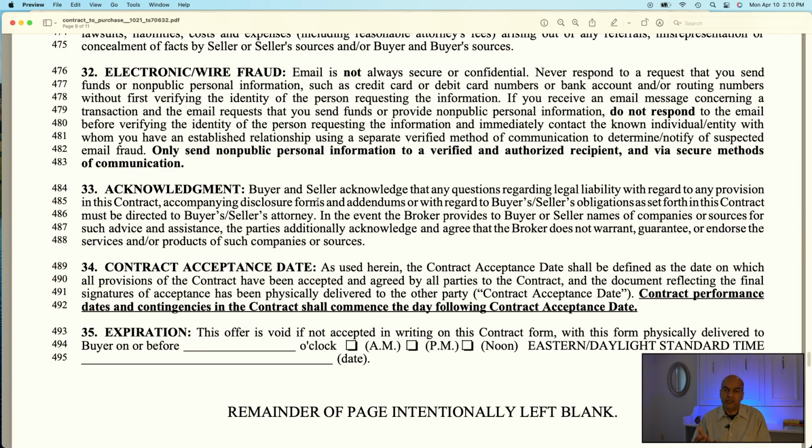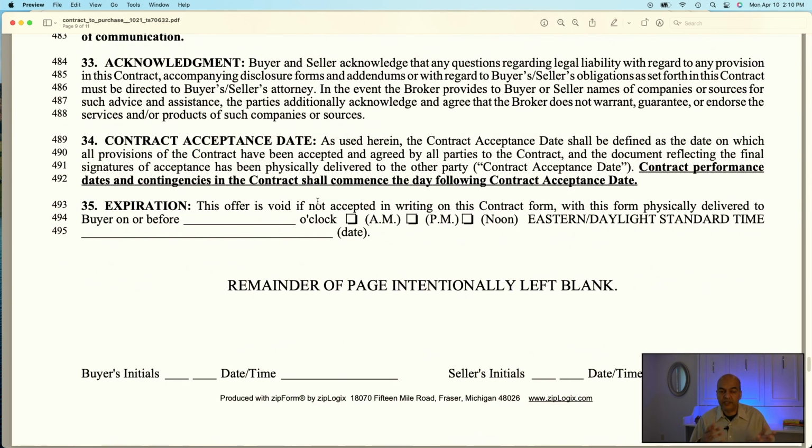Paragraph 32, electronic and wire fraud. There are fraudulent attempts to divert money that needs to be wired for earnest money, money that needs to be wired for closing. So basically be careful, talk to your title company, talk to your agent, confirm prior to doing any wiring to lower the risk of fraud. Paragraph 33 basically says if you have any questions about the contract, talk to your attorney.